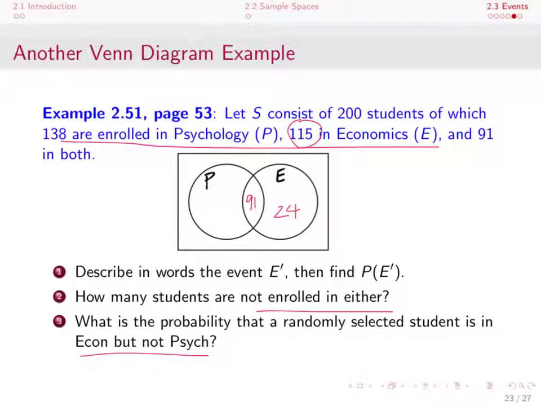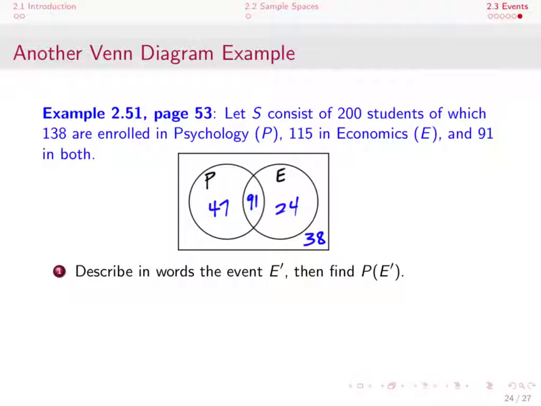And then similarly, we've got 138 total that are enrolled in psychology, but we know that 91 of them are also in economics. So if we take the 91 and subtract it from the 138, we get 47 people left over in this other portion of the P circle. Now, if we add up these three numbers, it doesn't equal 200. In fact, it's less than 200. And that means that there are some extra people hanging out on the outside, namely 38. These 38 people are the remainder of the students out of the 200 that are not in psychology or economics, or possibly both.